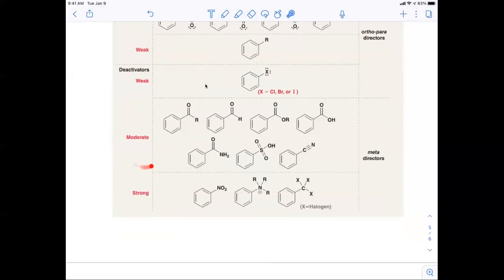The next group is the moderate. Notice that they are all some type of carbonyl species, right? We have the ketones, the aldehydes, the esters, the acids, the amides, the sulfonates, and then here we have the nitrile, which is a carboxylic acid derivative with nitrogen on it. And those are all meta-directors. Then our strong ones, the nitro, the ammonium, and this trifluorinated species, are all meta-directors.